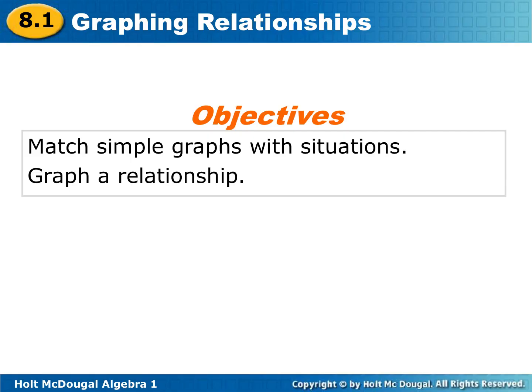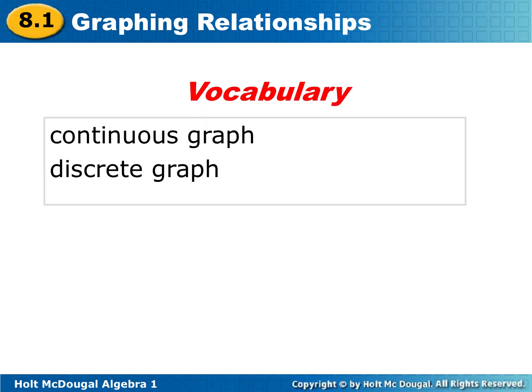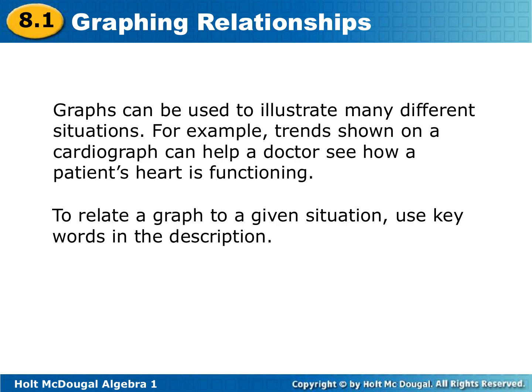So here are the objectives: to match simple graphs with situations. That means you'll be given a situation, you've got to look at it, come up with some of the ideas, be able to describe it and attach those things, okay? Here is some of the vocabulary that we're going to get as we go through this: continuous and discrete. All right, so let's go ahead and go.